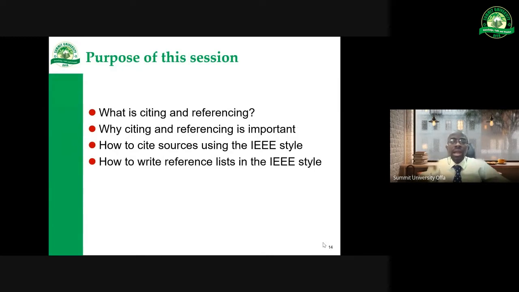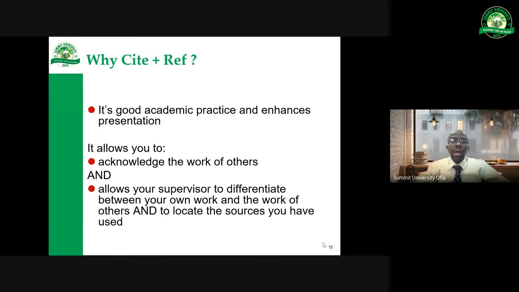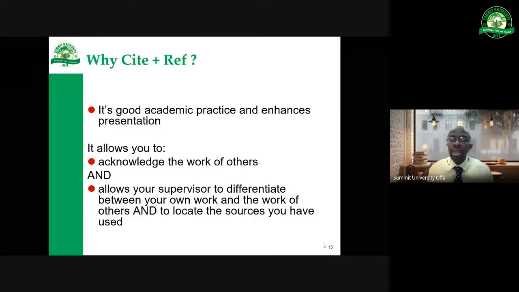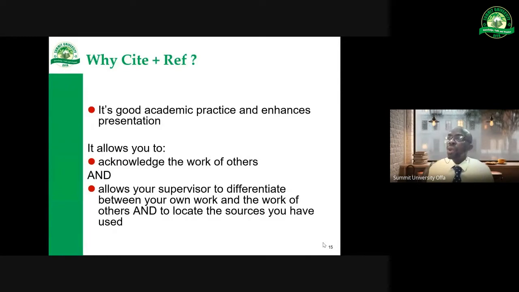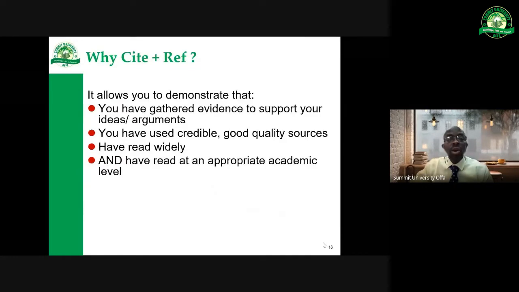So let us now look in detail at why we cite and reference, why we must do it. Number one, it is good academic practice and enhances presentation. Again, it allows you to acknowledge the work of others and allows your supervisor to differentiate between your own work and the work of others. And again, to locate where you have obtained the source for that information. That's why we must cite and provide the reference. So it comes together, citation and referencing.